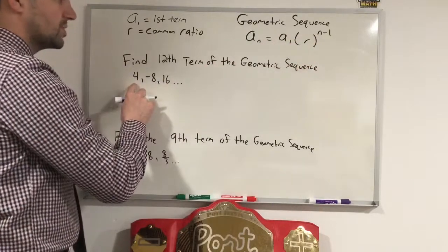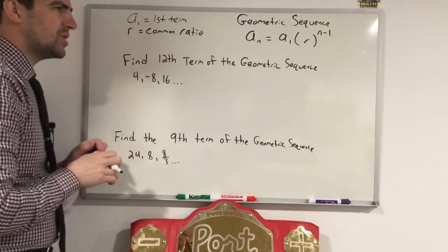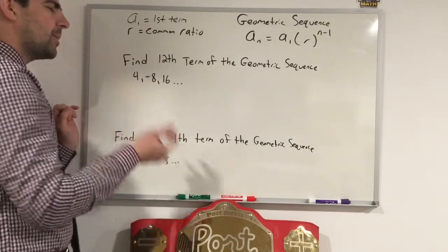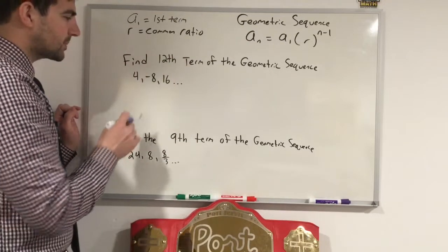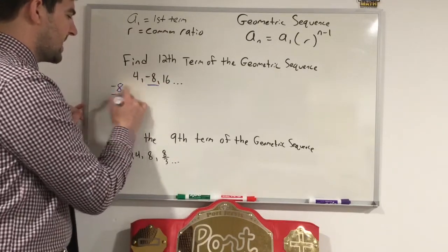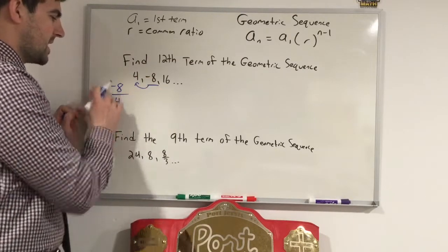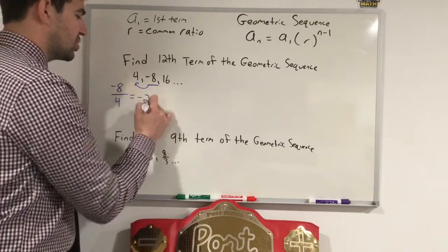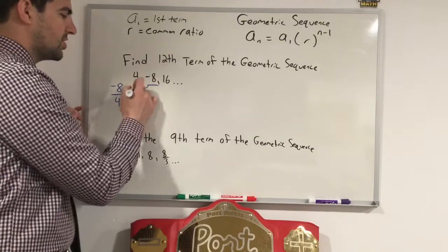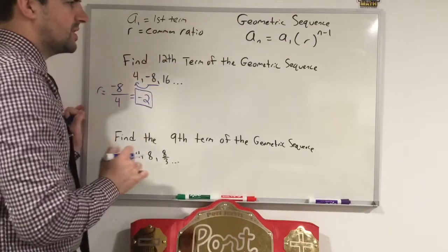So for the 12th term of the geometric sequence, if I have my formula, I have a sub 1, which is 4. I have the term number, which is 12, but I need to know the common ratio. Like we did in the previous video, we pick any term we want and divide by the previous term. So let me take the second term, -8, and divide by the previous term, 4. -8 divided by 4 is -2, so the common ratio r equals -2.